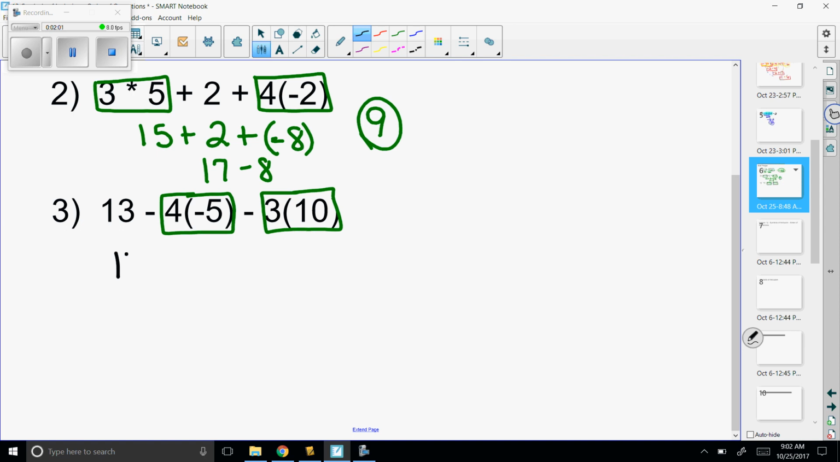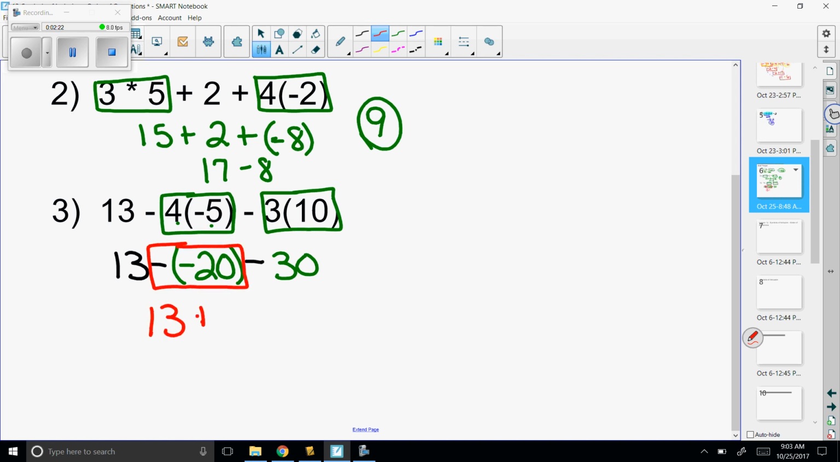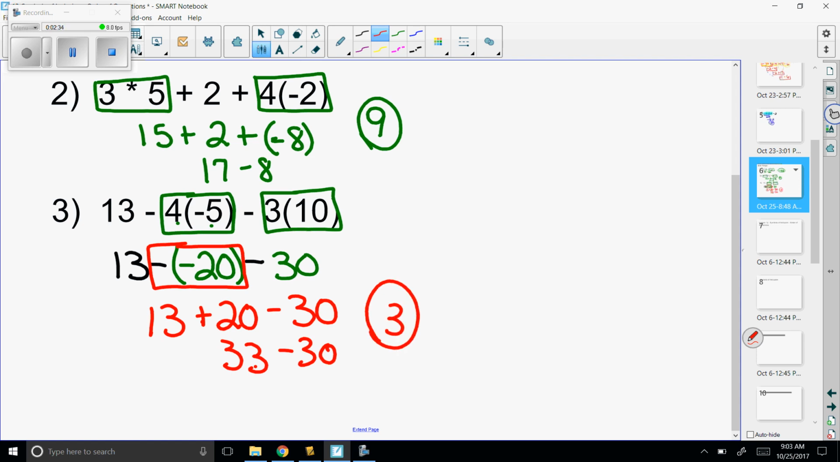So I'll bring down what does not represent the multiplication. 4 times negative 5 is negative 20. This is where you've got to be careful of some signs. 3 times 10 is 30. What happens right here? That's a plus. So you're going to have 13 plus 20 minus 30. So you get 33 for the positives. Negatives are 30. So you end up with 3 for an answer.